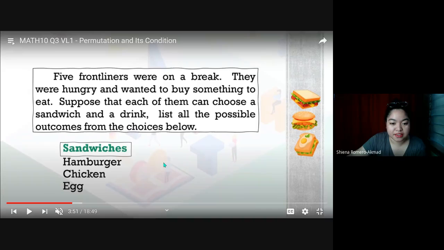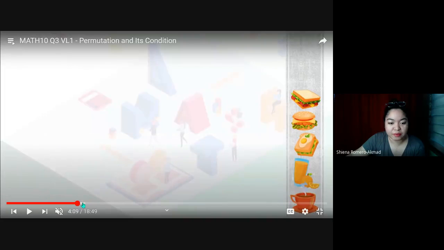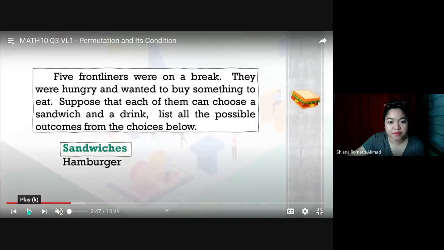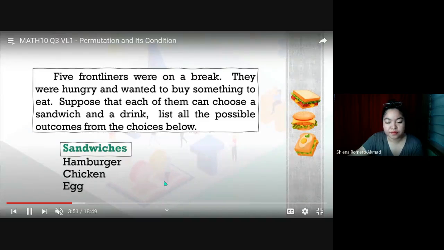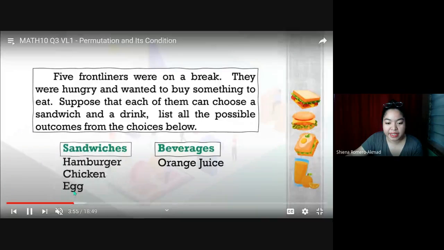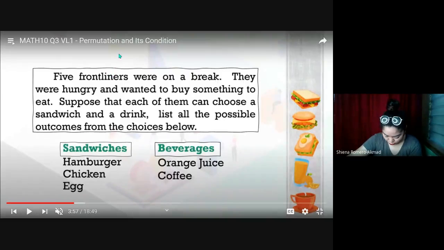And then, of course, aside from the sandwiches, we also have the beverages. So these are the beverages. We have orange juice and a coffee. So sa tingin ninyo, ano kaya yung mga possible outcomes kung ito yung choices na meron tayo?